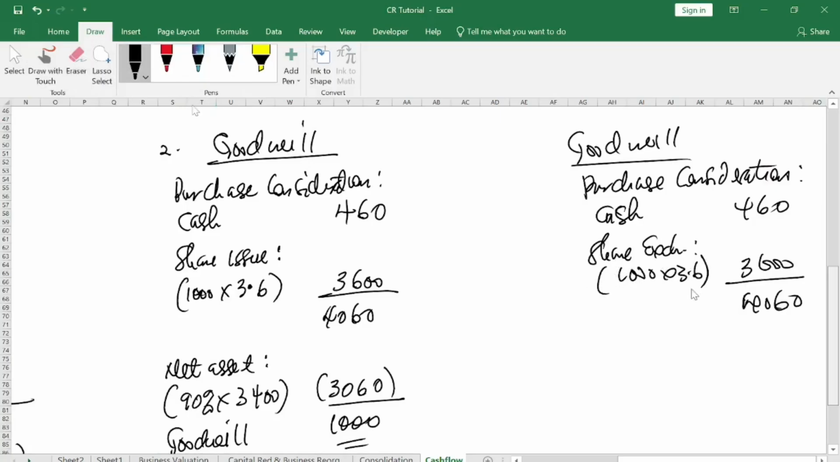Then you pick the subsidiary, then you add NCI. Net asset at acquisition was how much? 3,400, right? Or you pick the percentage of the subsidiary. Because if the parent is 90%, the subsidiary is how much? 10%. Then you multiply by 3,400, which is the net asset at acquisition. When you multiply, you will have 340. You add it, what do you have?